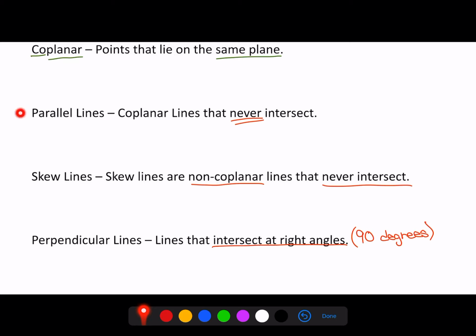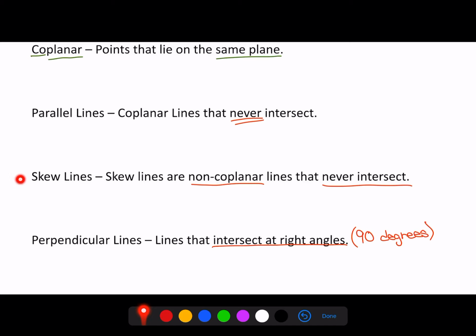Next up is parallel lines, something you guys should hopefully recall from Algebra 1. Parallel lines are coplanar lines, meaning that they must be on the same plane, but they'll never intersect each other. They'll never touch. And the reason for that is that they have the same slope. If you recall back to Algebra 1, they have the same slope. If they have the same slope, then they shouldn't ever touch each other.